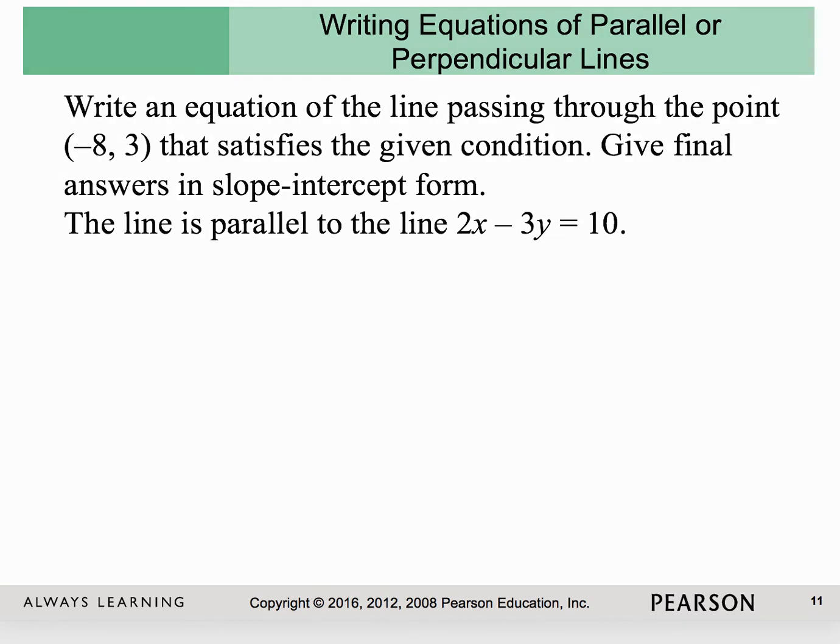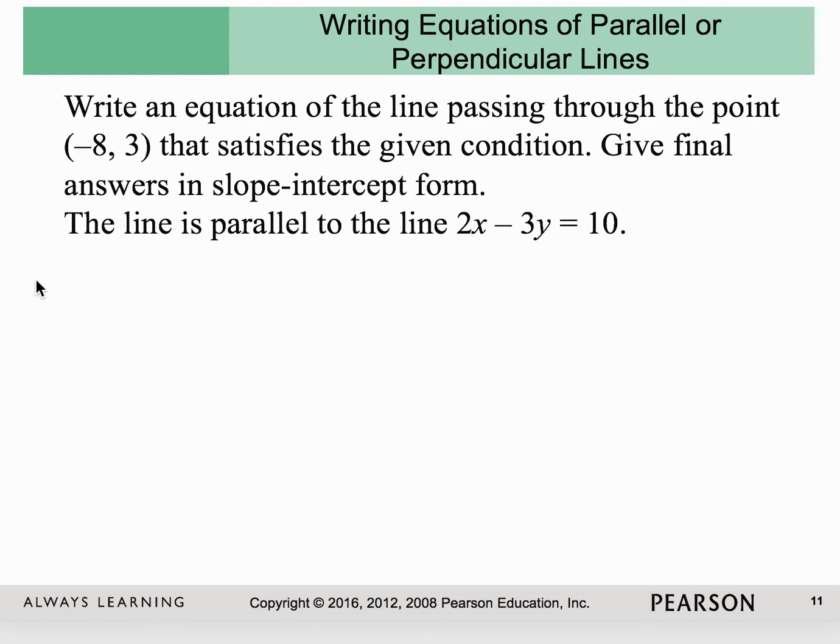Okay, write an equation of the line passing through the given point that satisfies the given condition. Slope-intercept form, yay. Oh, the line is parallel to this. Here's the information on slope they're giving us. Remember, to write the equation of a line, unless it's special, I got to have a point and a slope. So once again, if it didn't give me the slope, I got to find it.